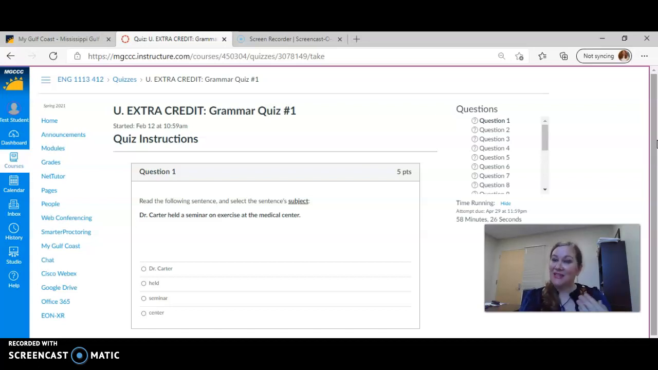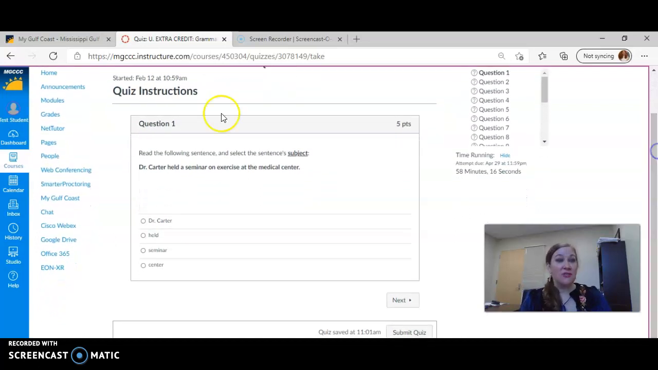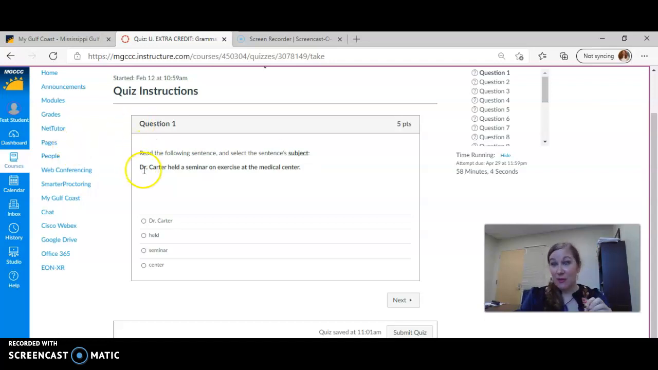I would encourage you to take it as many times as you feel you need to really understand the parts of speech so you feel confident in this particular grammar concept, okay? Now, just for example, with the first question, and there are about 20 questions here, it says, read the following sentence and select the sentence's subject, the main who or what the sentence is about. So this is the sentence in bold. Dr. Carter held a seminar on exercise at the medical center. This is a multiple choice question, so choose the subject of the sentence. After you choose the subject, you click the bubble, the bullet, and next. And then it's going to take you to the next quiz question. Now you cannot go back, okay?